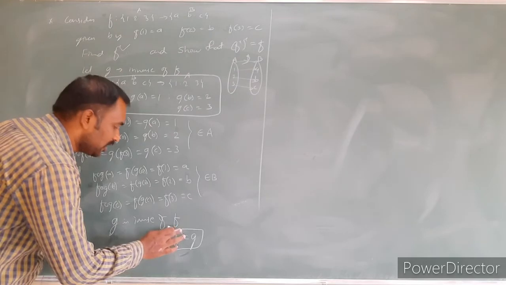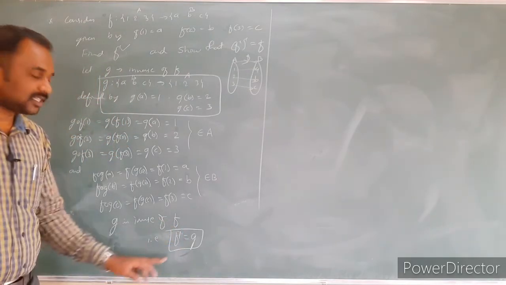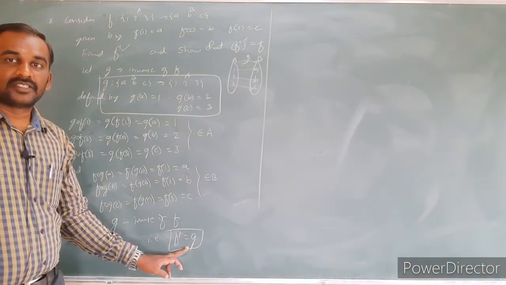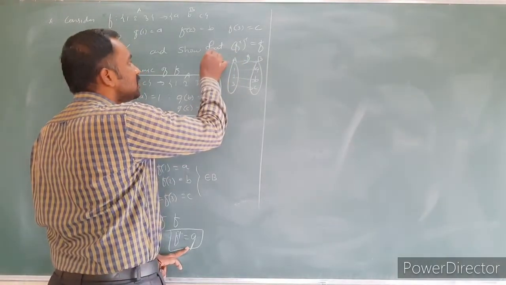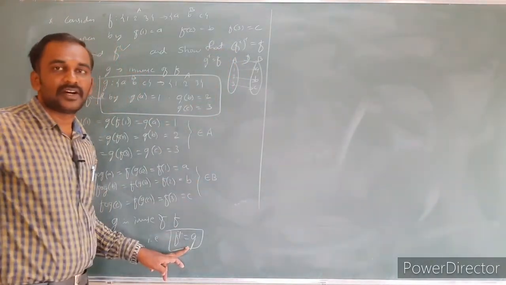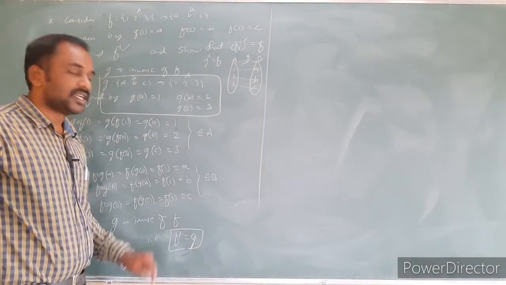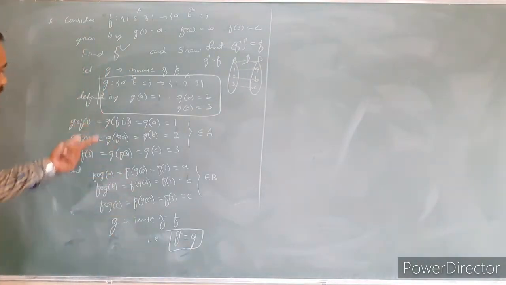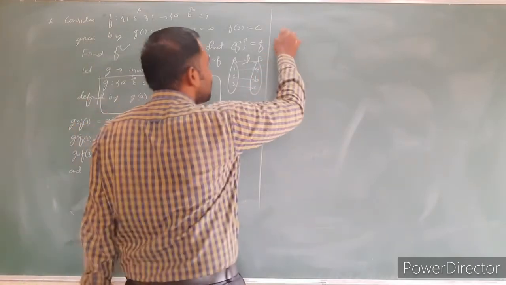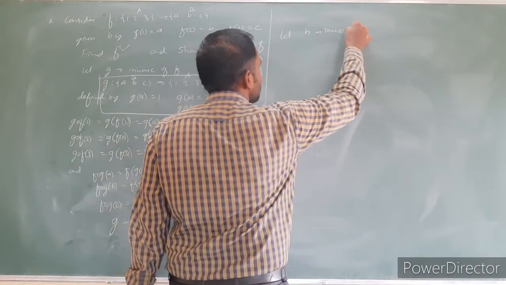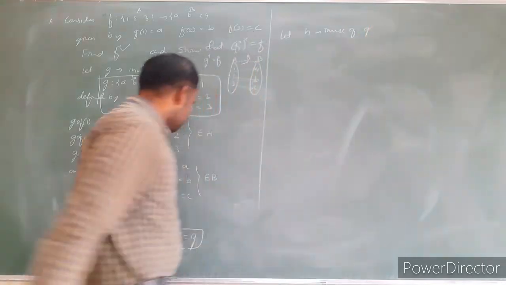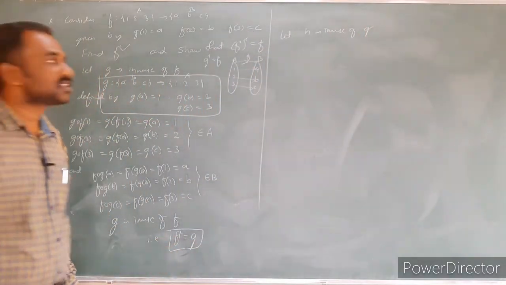F inverse, that whole inverse. Already here is my F inverse, that is nothing but G. G inverse is equal to F, I need to get it. This is nothing but what? G inverse is equal to F, I have to get it. Are you sure, my point? Now, in this case, again the same way, let H be the inverse of G.